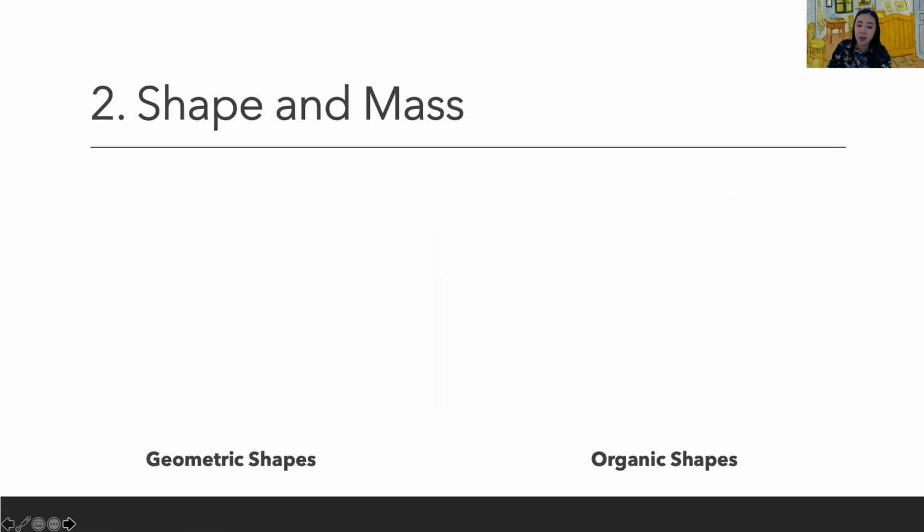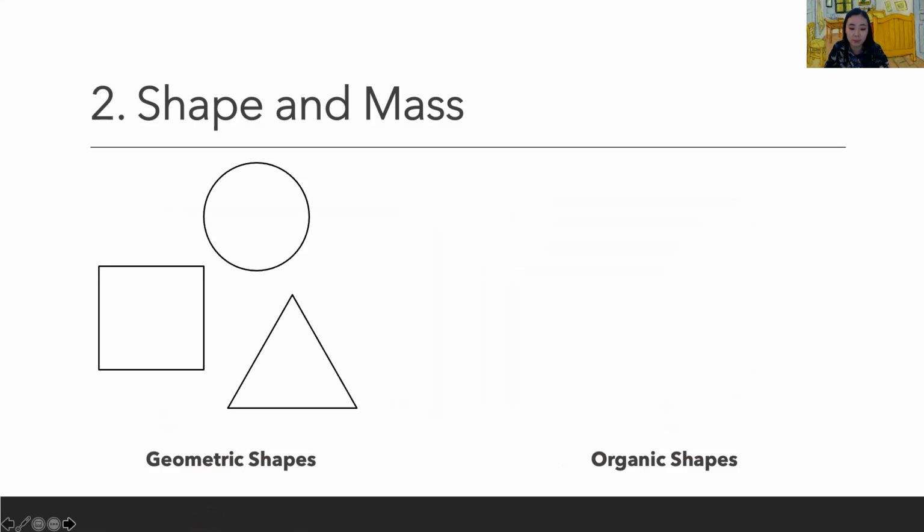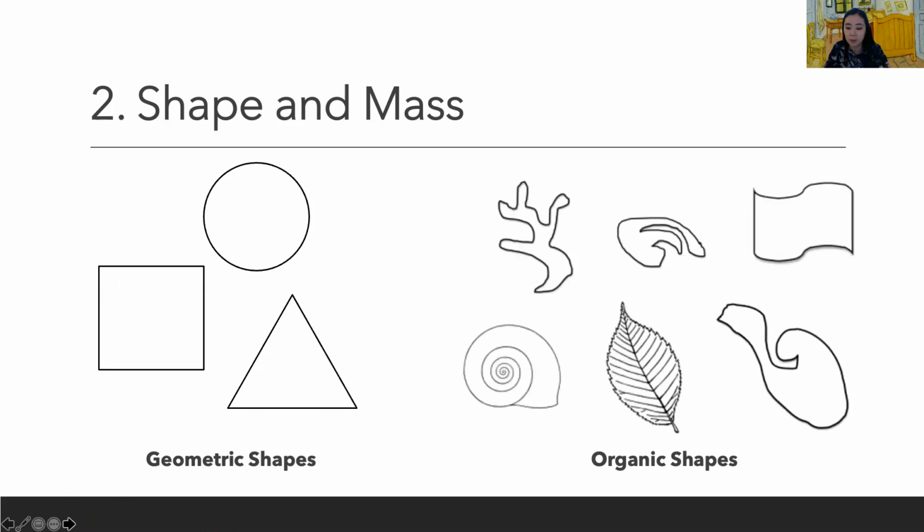And shapes can be classified into two types, geometric and organic. Geometric shapes are composed of regular lines and curves, like the circle, square, rectangle, or triangle like this. However, organic shapes are made up of unpredictable, irregular lines that suggest the natural world, like this.